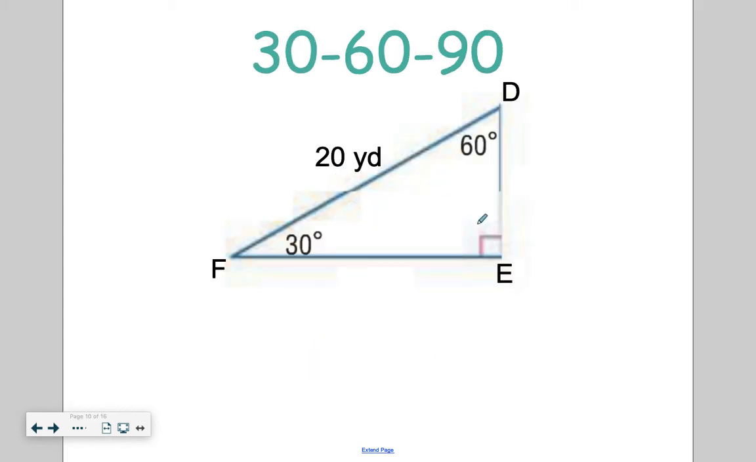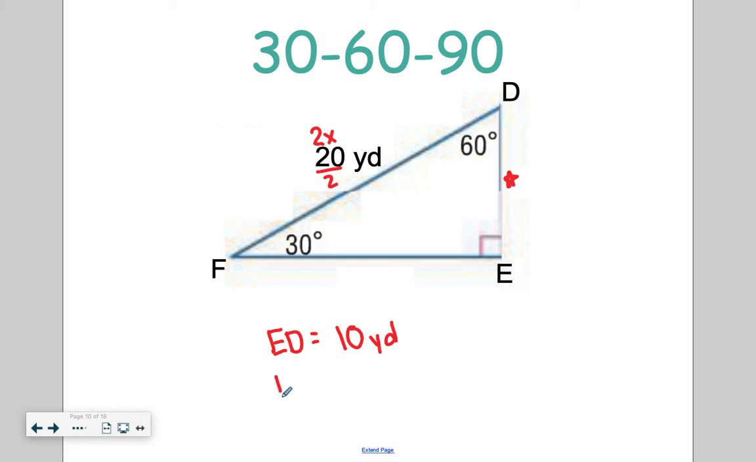In this next example, they give us the hypotenuse. So they give us the value that is 2x. So what we first want to do is we're going to find that short side by dividing it by 2. So this short side across from the 30 angle, so side ED, is going to be equal to 10 yards. We take the hypotenuse and we cut it in half.